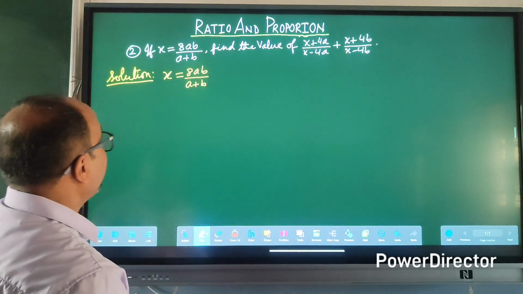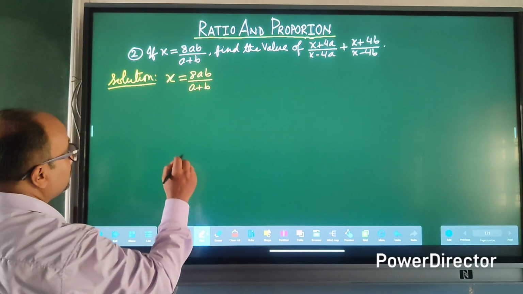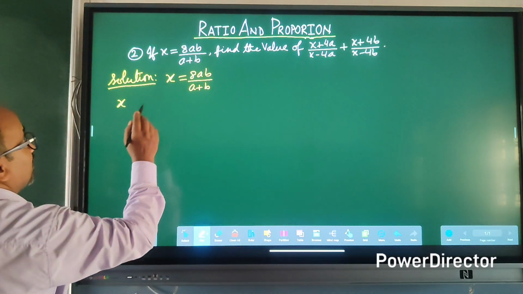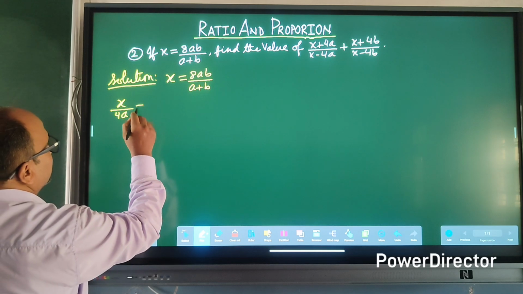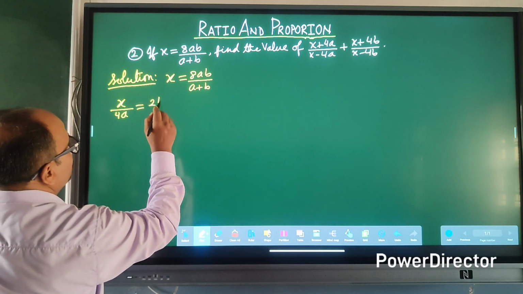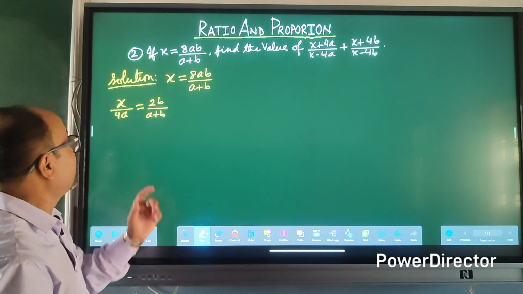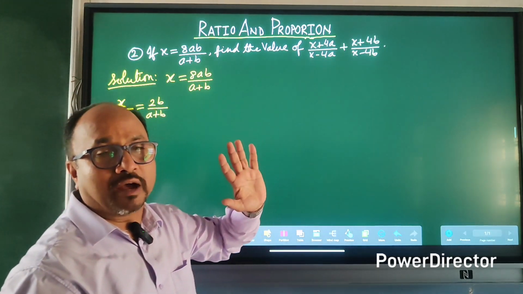So from here what I am going to do is, to get this part, I am bringing from here 4a. So I am left with 2b by a plus b. Now if I apply componendo and dividendo here, I will get the value for this part.